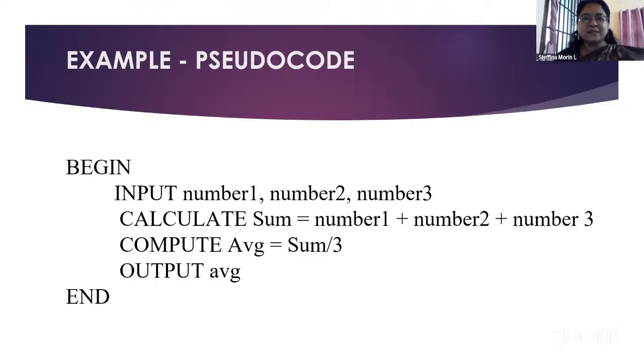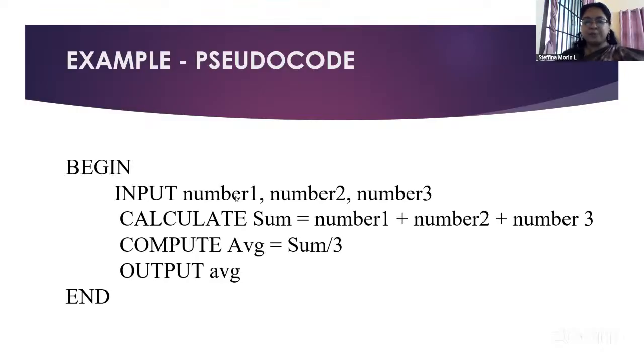So in the example pseudocode, it starts with a begin, and each and every starting phrase should be in capital letters. That is begin, input, calculate, compute, output, end. Each and every starting phrase should be in uppercase letters, entirely caps. Then your other statements should be in lowercase, or in sentence case like that.